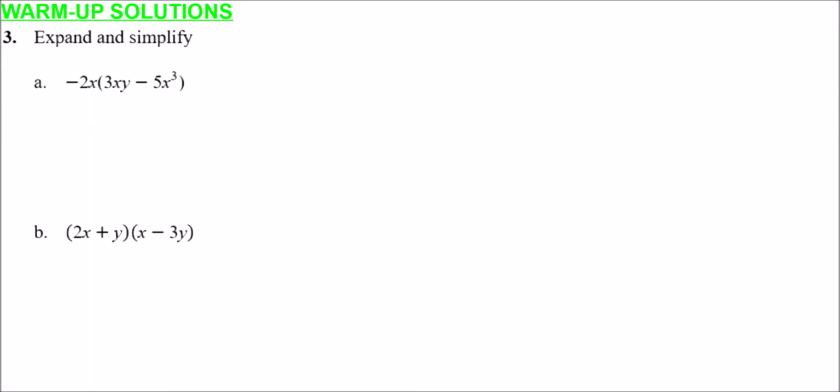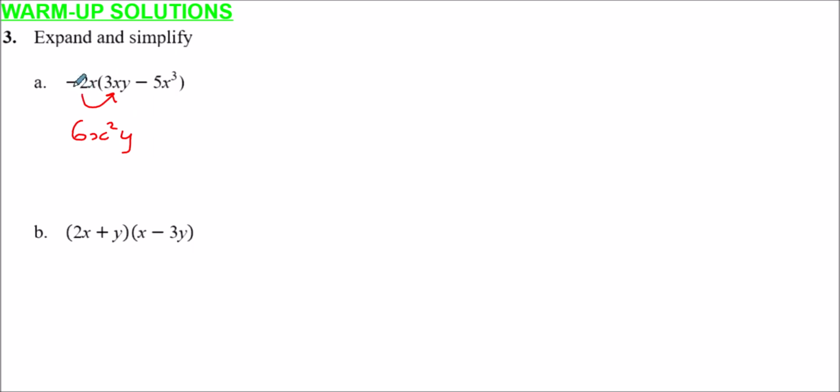Question 3, a bit of revision from chapter 0, expanding and simplifying. So what we need to do here is just multiply out everything on the outside of this bracket by everything on the inside. So minus 2 times 3 gives us 6, x multiplied by x gives us x squared, and then just y.